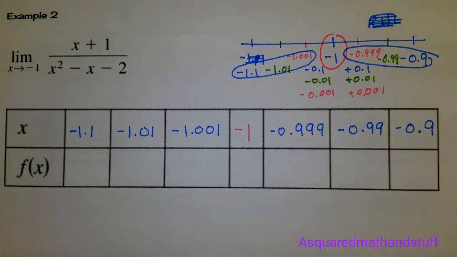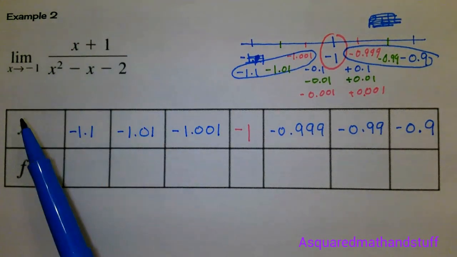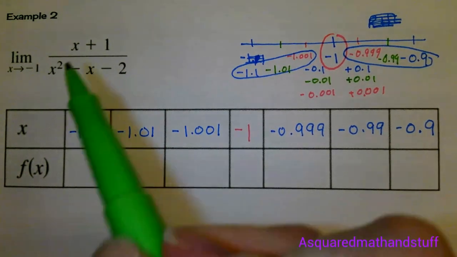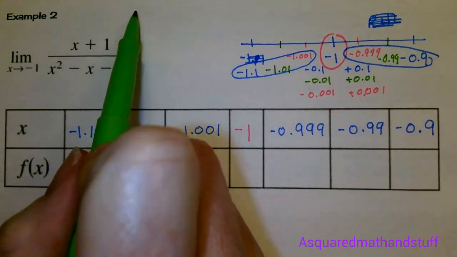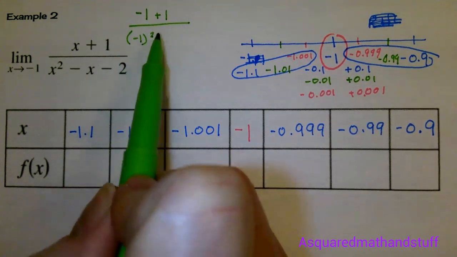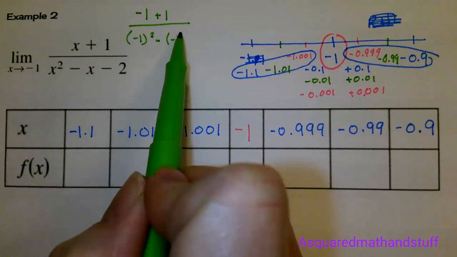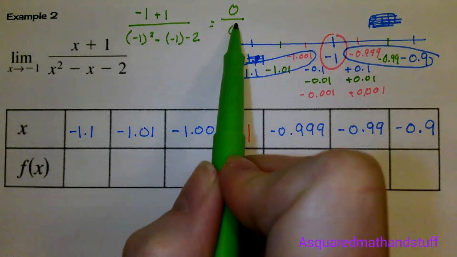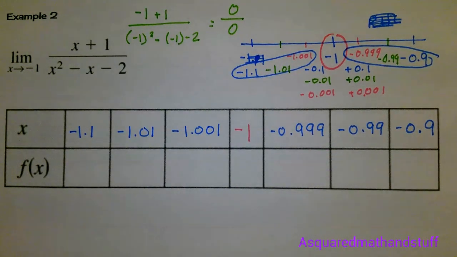In our last example, we had a linear equation that we were looking at taking the limit of. So this time I want to plug in the -1 like I did with my previous example and see what happens. If we plug in -1, we get -1 plus 1 all over -1 squared minus -1 minus 2, and we end up with 0 over 0. We don't know how to calculate 0 over 0. In our world, this doesn't exist right now.